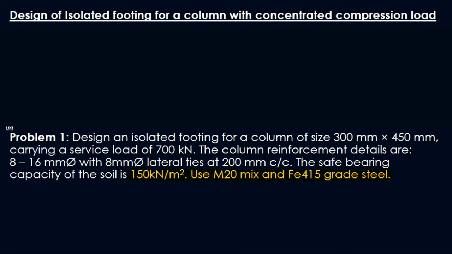If you read this very important problem, you can also write it. I will read it out. Design an isolated footing for a column of size 300 mm by 450 mm carrying a service load of 700 kN. The column reinforcement details are 8 bars of 16 mm dia with 8 mm dia lateral ties at 200 mm center to center. The safe bearing capacity of the soil is 150 kN per meter square, and use M20 mix and Fe415 grade steel. This is the question given.